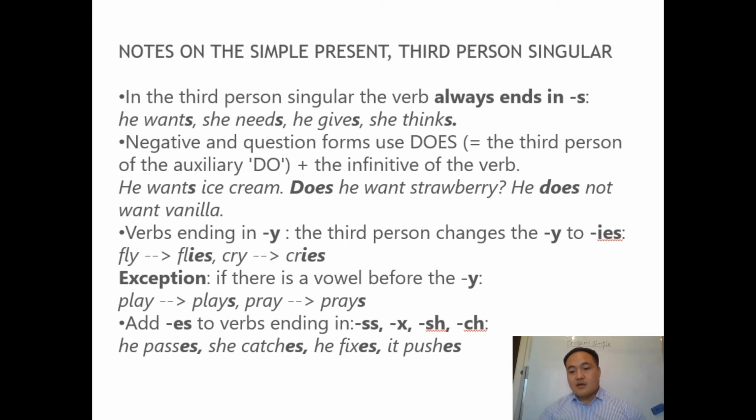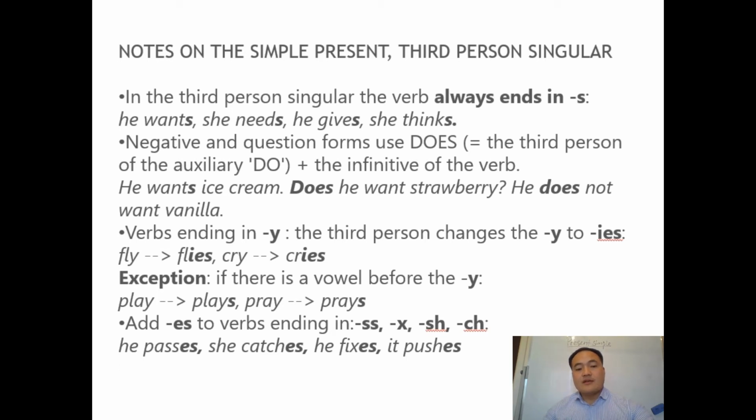So there are some notes on the simple present. Firstly, in the third person singular, the verb always ends in s. He wants, she needs, he gives, she thinks. The second note is about negative and question forms. When you use the negative and question forms, you use does or do, the third person, plus the infinitive of the verb. For instance, he wants ice cream. Does he want strawberry? He doesn't want vanilla.